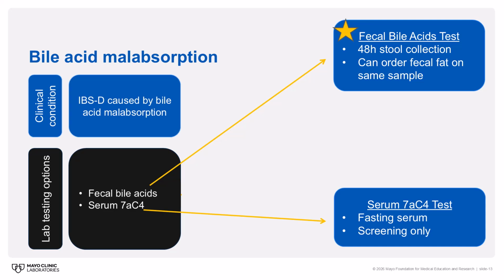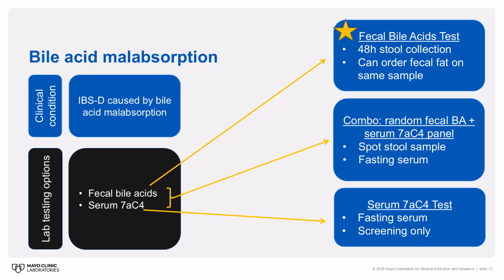The other test option is the serum 7-alpha-C4 test. Again, it is a fasting serum test that potentially may be best used as a screening test, and we'll talk about the reasons for that in a few slides. These are the two tests that are currently clinically available. Coming soon, however, will be a panel test that includes a random fecal sample in which bile acids will be measured, so this does not require a 48-hour collection, plus a paired serum sample where 7-alpha-C4 will be measured.